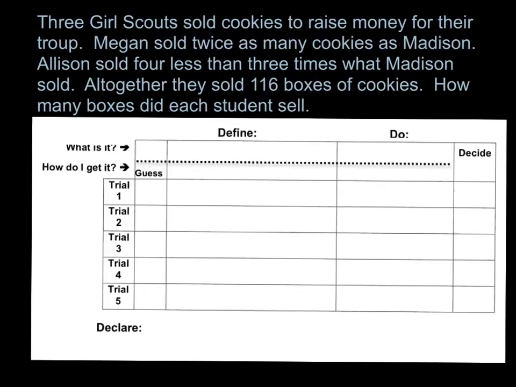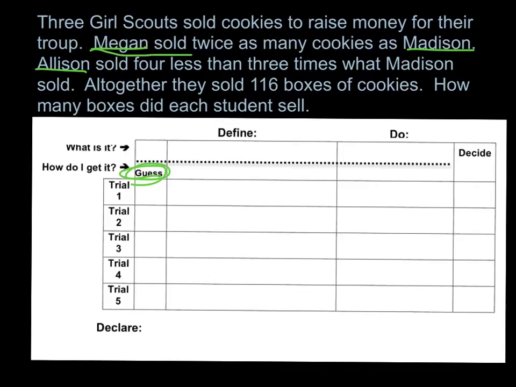Well, I've got 3 girls. I've got Megan, Allison, and Madison. So we need to figure out first which one is going to be our guess. That's always the important thing here. So between the three girls, I need to think which of the three girls, if I knew how many they sold, we could use the information to figure out the other ones.